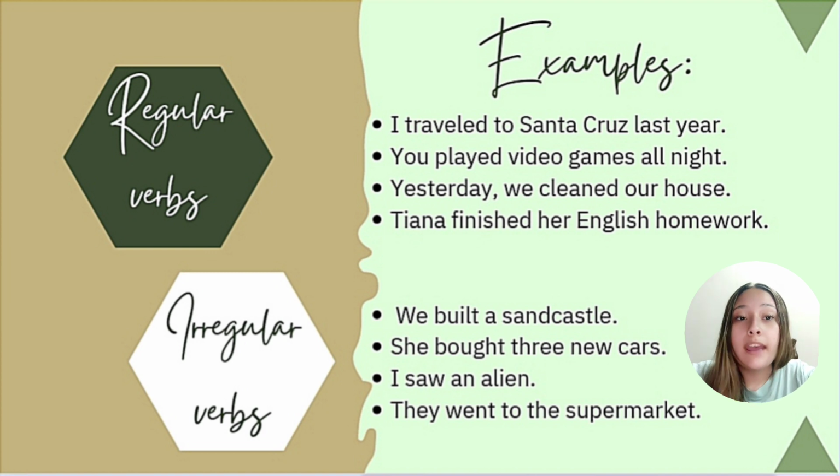Now, some examples with irregular verbs. We built a sand castle. She bought 3 new cars. I saw an alien. They went to the supermarket.